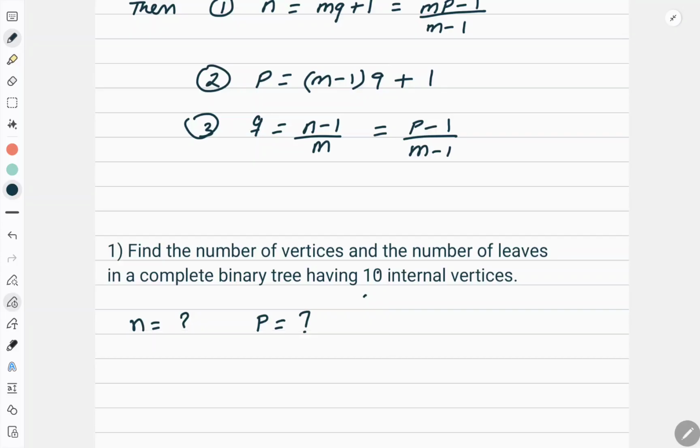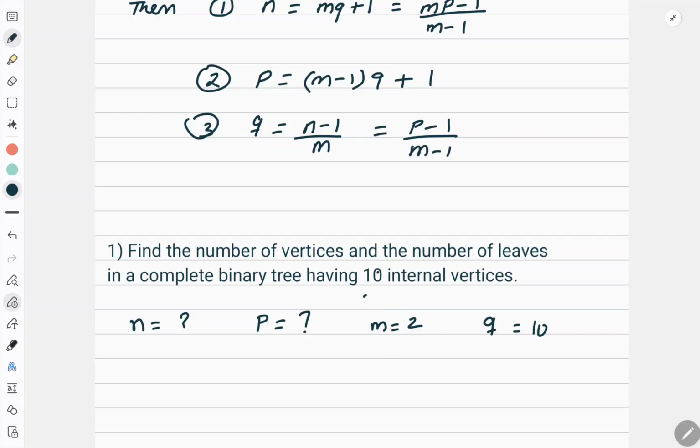Okay. In a complete binary tree, if I am saying complete binary tree, it means m is equal to 2, because binary means the m value will be 2. If I say 5-array, m will become 5. If I say 6-array, then m will become 6. Like that. The moment I use the word binary, the m value is given as 2. Okay. So now let us start with that. Having 10 internal vertices means q is equal to 10. Correct? Q is equal to 10.